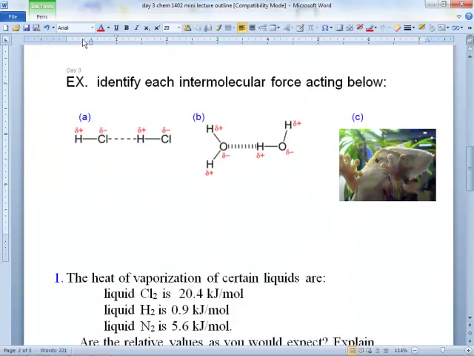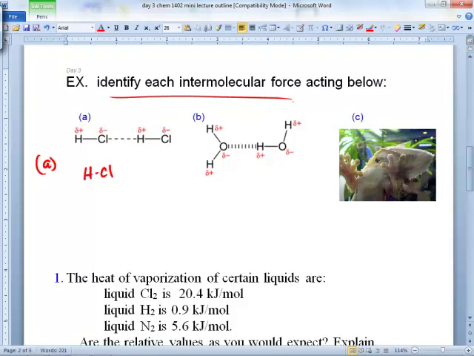So the homework might not be worded this way. The homework might say, here's HCl in this part A. Identify the intermolecular force. So they're trying to draw it out and give you some hints here. But essentially, I think in the homework, it might just say, you have HCl. Liquid HCl exists. Gaseous HCl exists. Solid HCl exists. What's the intermolecular force in that compound?